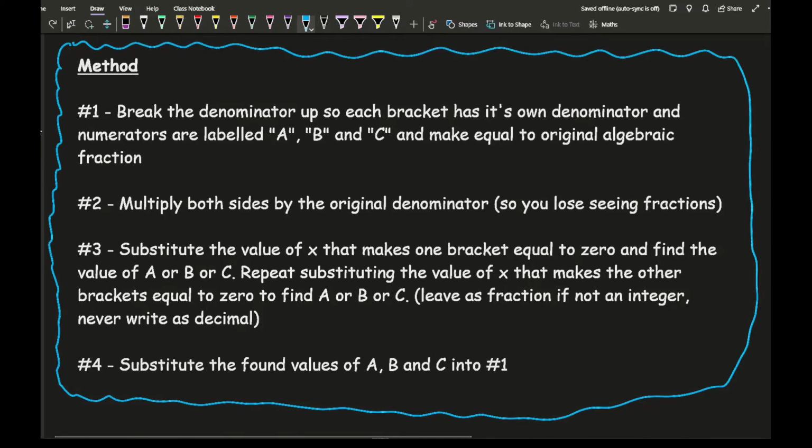So the first step is to break the denominator up so each bracket has the same denominator, label the numerators A, B and C, and make that equal to the original fraction. The second step is to multiply both sides by the original denominator, so you lose the fractions, and then substitute values of x that make each bracket equal to 0, and find the respective A, B, C. Repeat until you've got all three values, and then the final step is substituting your A, B, C values back into step 1 so you've got your final answer.